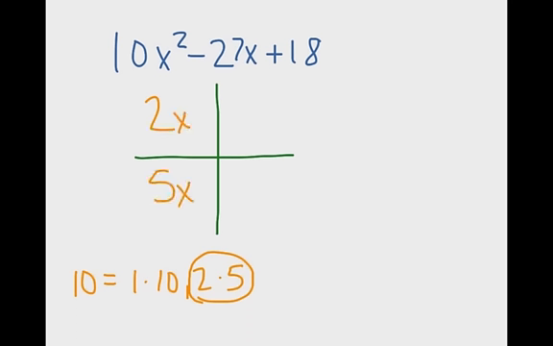Now we're going to look at our 18. So we have 1 times 18, 2 times 9, and 3 times 6.